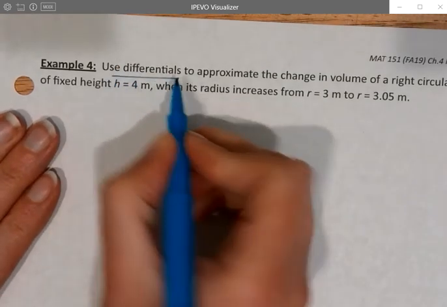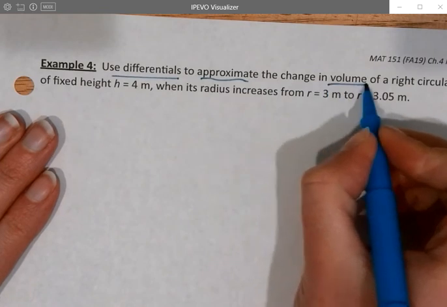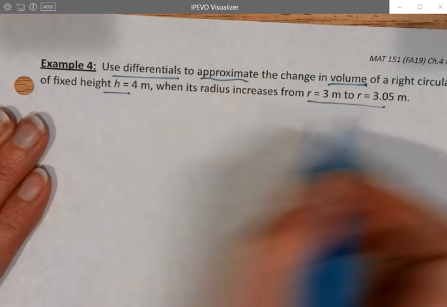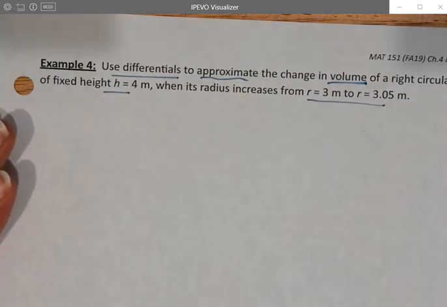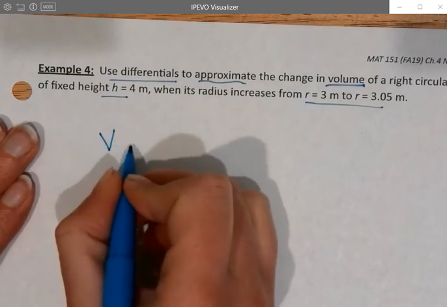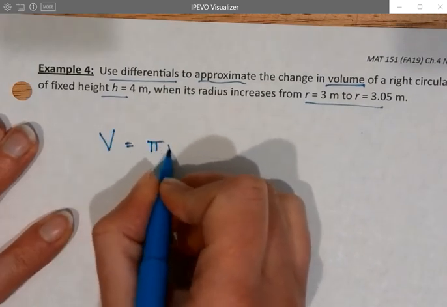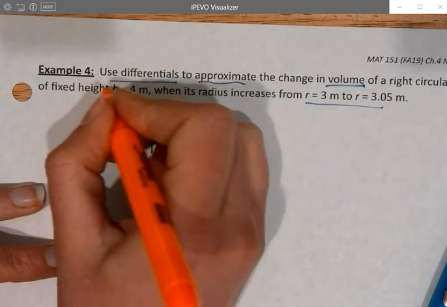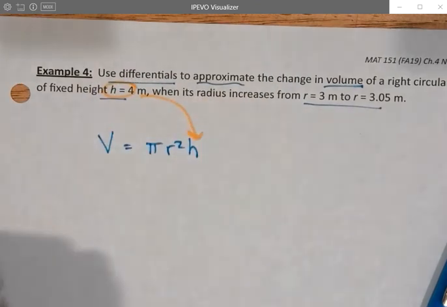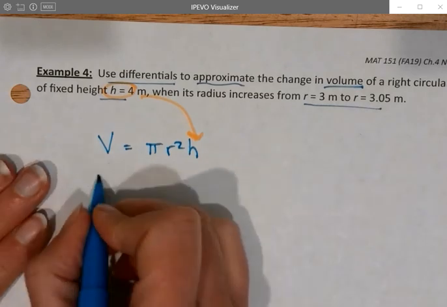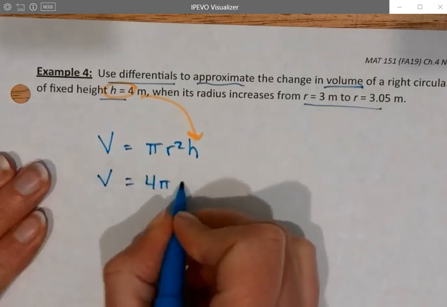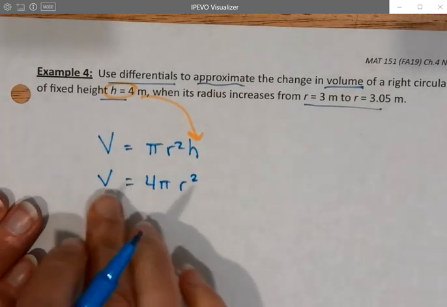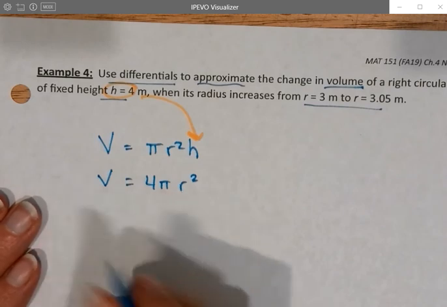So I want to use differentials to approximate change in volume of a right circular cone of fixed height 4 when the radius increases from 3 meters to 3.05 meters. Okay, so the first thing I need is volume of a cone. So the volume of a cone is pi r squared h, and we have a fixed height of 4. So I'm going to go ahead and plug that in because it's not a variable, it's a fixed value. So my volume is going to be 4 pi r squared if I multiply that 4 into the front there. Okay. Now the first thing I'll do is find the derivative with respect to r.